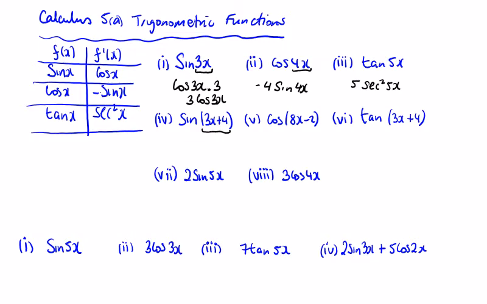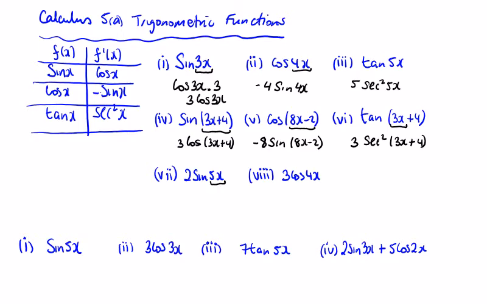Well, if we differentiate the angle here, we're going to get 3. Sine goes to cos, so 3 cos (3x plus 4). This 8x minus 2 is going to become 8. Cos goes to minus sine, so minus 8 sine (8x minus 2). Tan goes to sec squared, we have a 3, so 3 sec squared (3x plus 4).